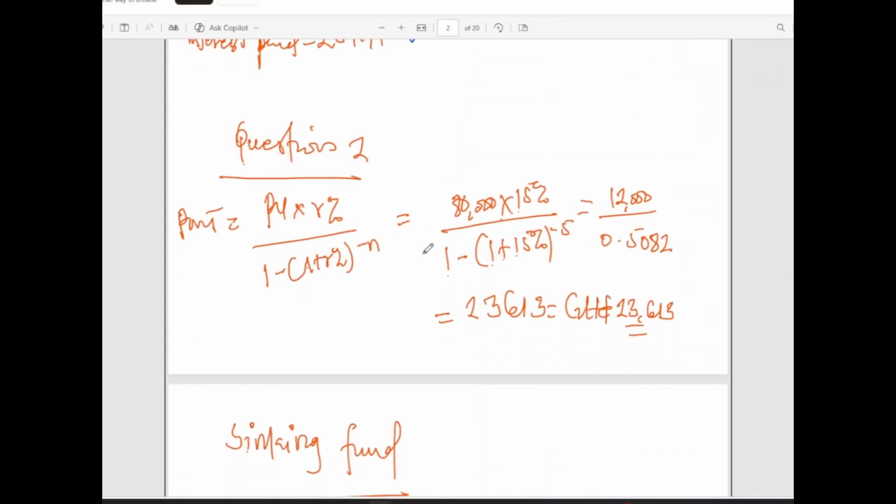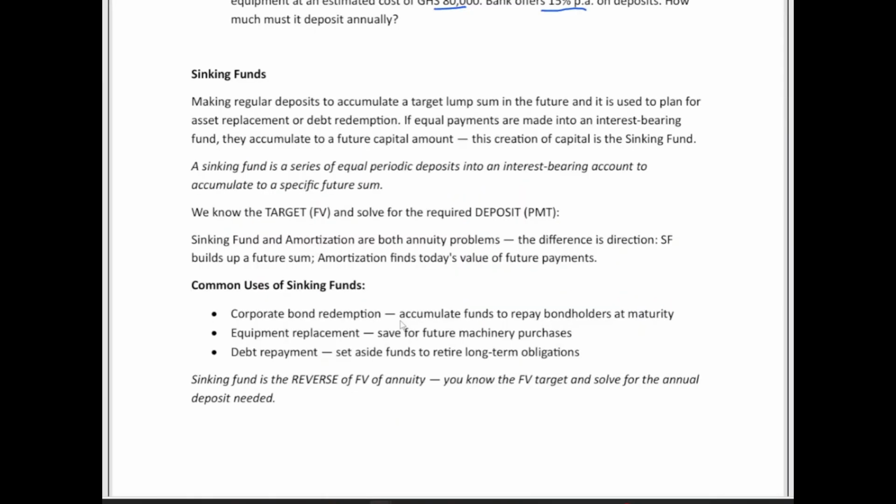Yeah, so let's look at question 2. From question 2, we are finding our periodic payment amount, right? And we know that our future value is 80,000. Our interest rate is 15%, all over 1 bracket open 1 plus 15% bracket close all to the power, the number of years, which is 5 years. So we now get 80,000 over 0.5082. So we now get our periodic amount that the company should deposit to be 23,630.